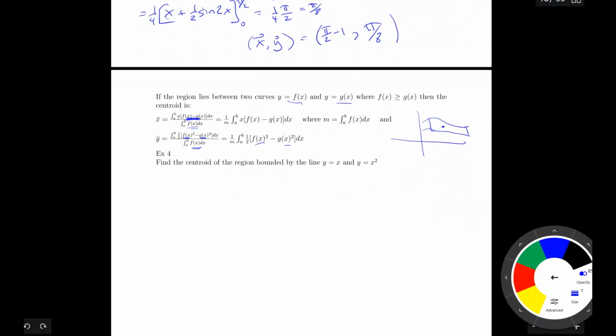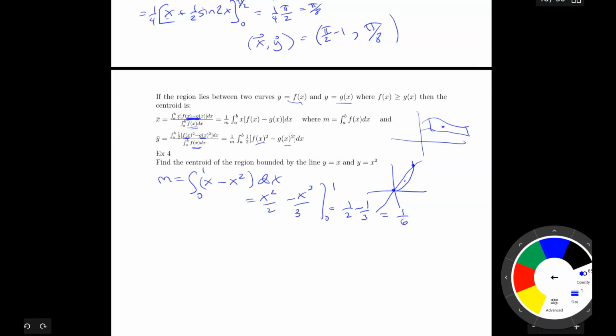So let's finish it off. So the mass will be, let's make sure we know what we're looking at. y equals x squared, y equals x, right? That area right there. So integral from 0 to 1, because I know that's where they intersect. Sometimes you'll have to go solve for things. Top function, subtract off bottom function. You remember that from last semester. So x squared over 2, x cubed over 3, between 0 and 1. So I get 1/2 minus 1/3. That gives me 1/6 for the mass.